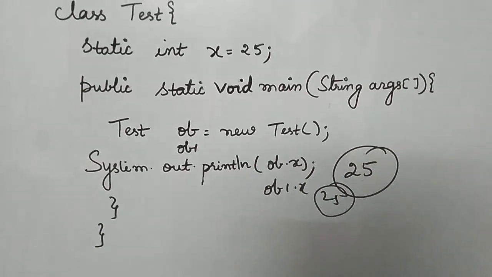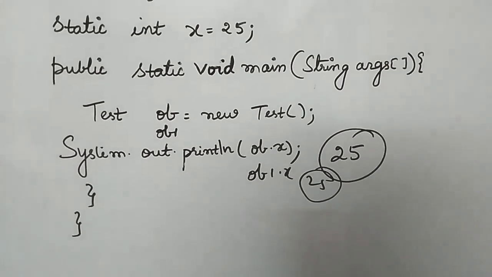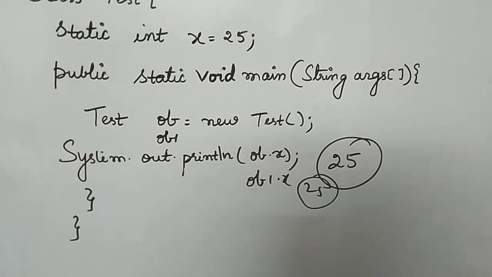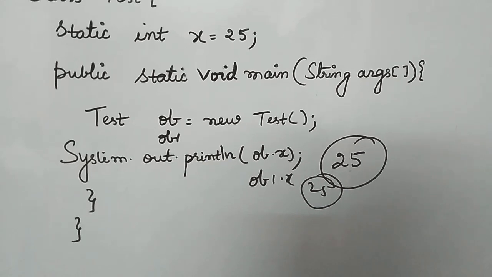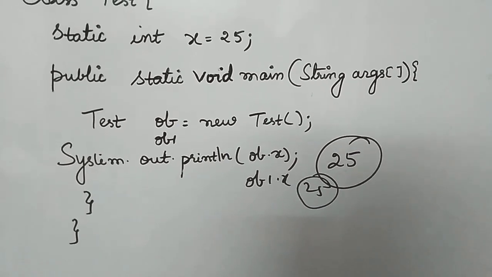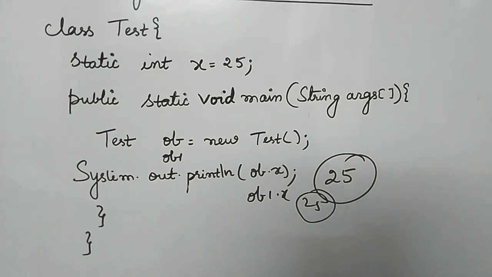But the point here is the difference between the instance variables and the static variable: static variables can be accessed both directly or through the object reference. But instance variables can be accessed only and only through an object reference. So that's the difference.